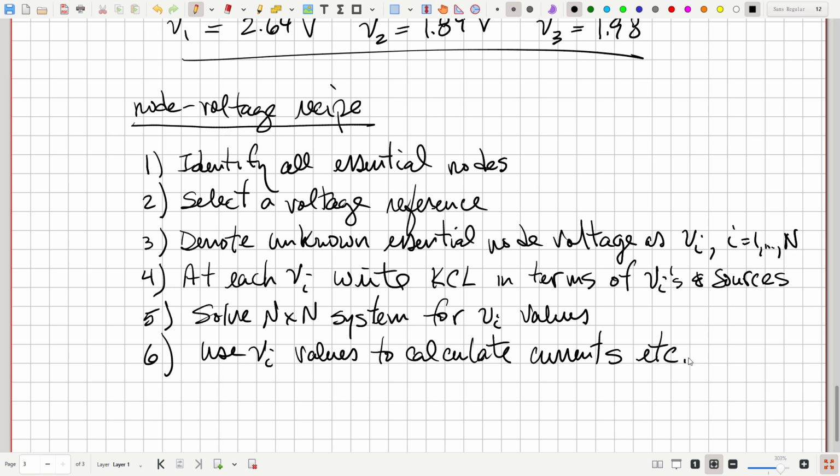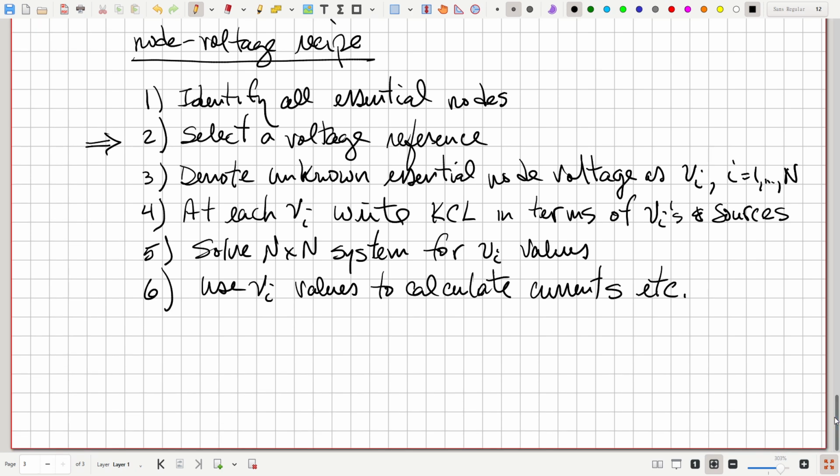So that's our recipe. Now, one thing we want to talk a little bit more about is selecting the voltage reference. How are we going to select the voltage reference?